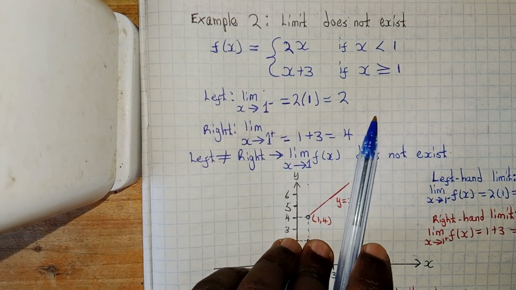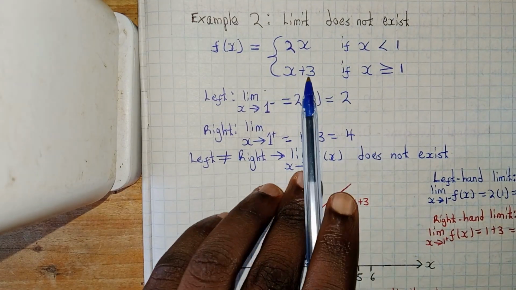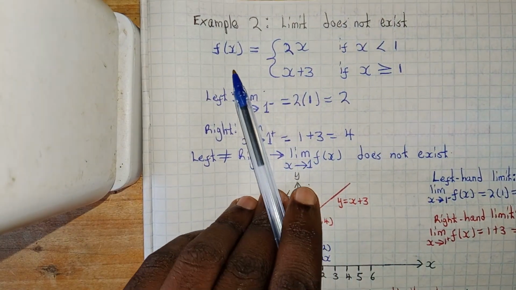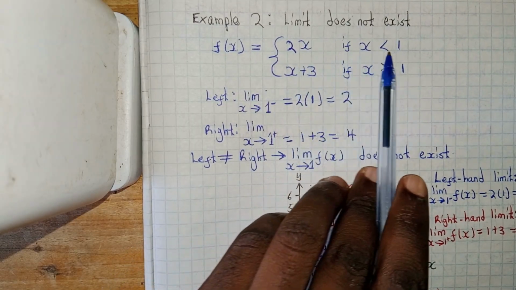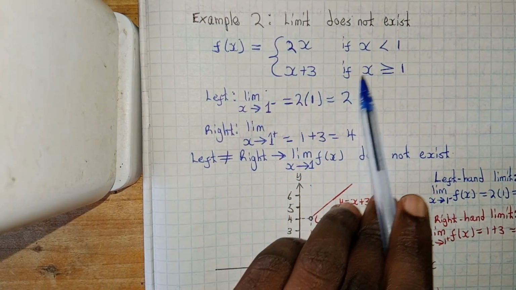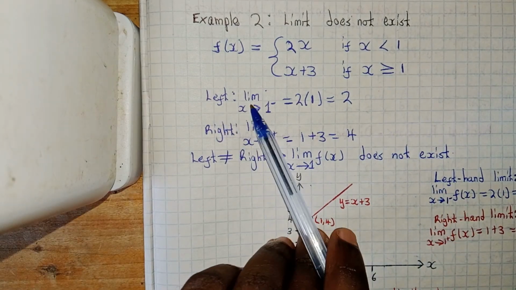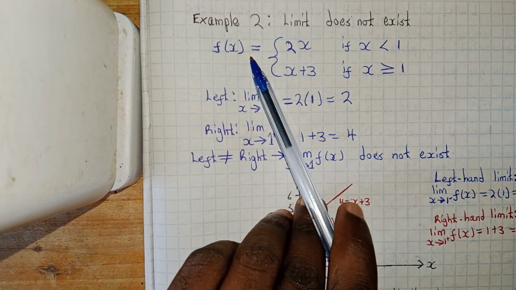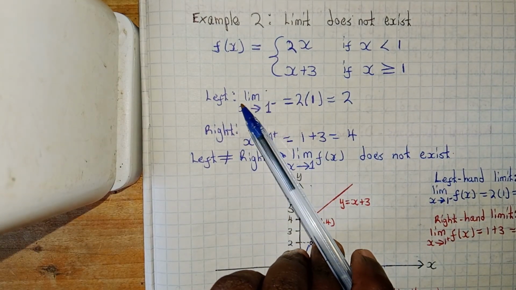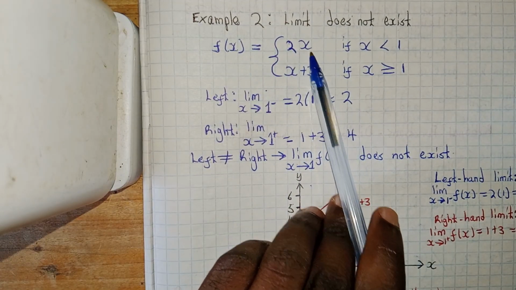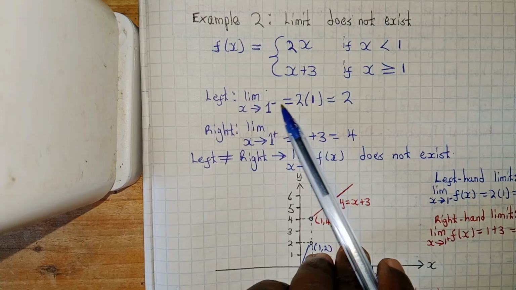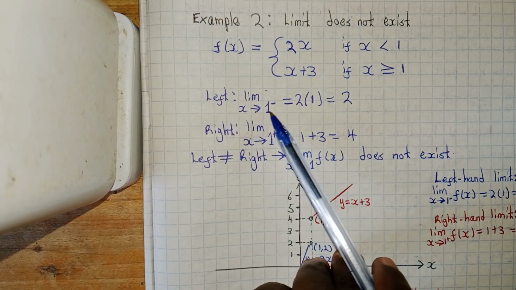In our second example, whereby the limit does not exist, we have been given a function f of x equal to 2x if x is less than 1, and x plus 3 if x is greater than 1. The left hand limit of this function is the limit of 2x as x approaches 1 from the left.